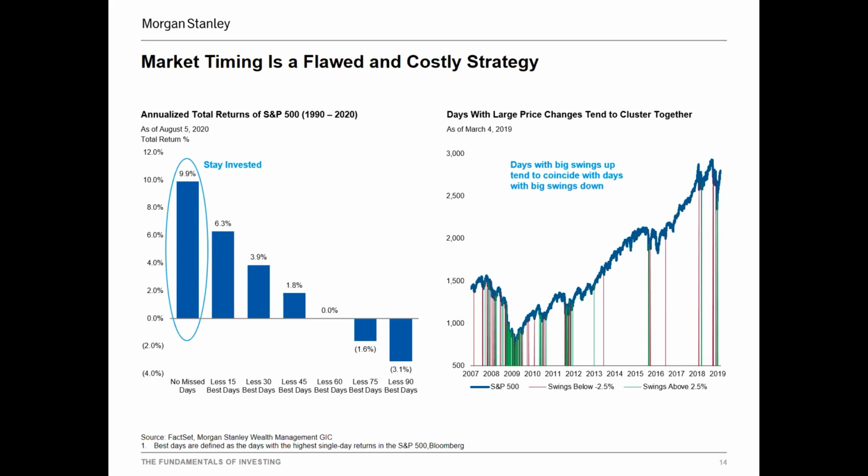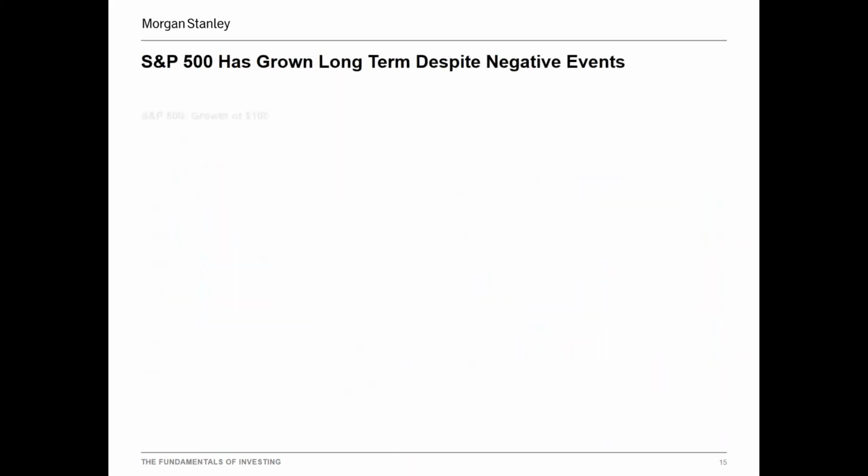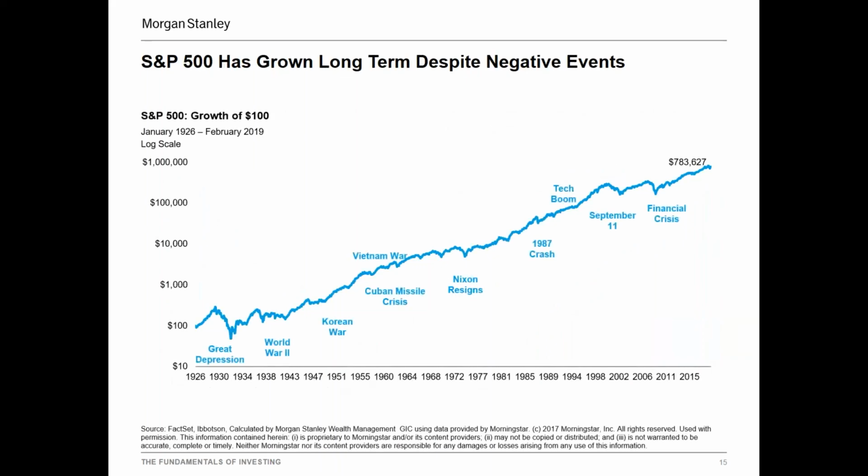And often individual investors going it alone pull out of the market due to personal fears and emotional concerns about their money. And as a result, they miss the important days in the marketplace. So the chart on the right highlights that days with large price changes, whether those were up or down, tend to be clustered together. This chart here shows the growth of $100 in the S&P 500 from January of 1926 to February of 2019. And as you can see, over the long term, the S&P has grown despite economic downturns and geopolitical events. The overall trend has been upwards.